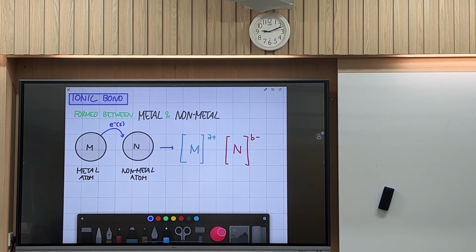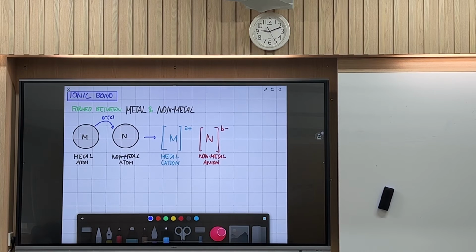So you get a pair of metal cation and non-metal anion. And where is the bond? The bond is found here. This is known as ionic bond, as there is a pair of oppositely charged substances. Bond is a type of attraction. You will find a bond where there are two oppositely charged things.